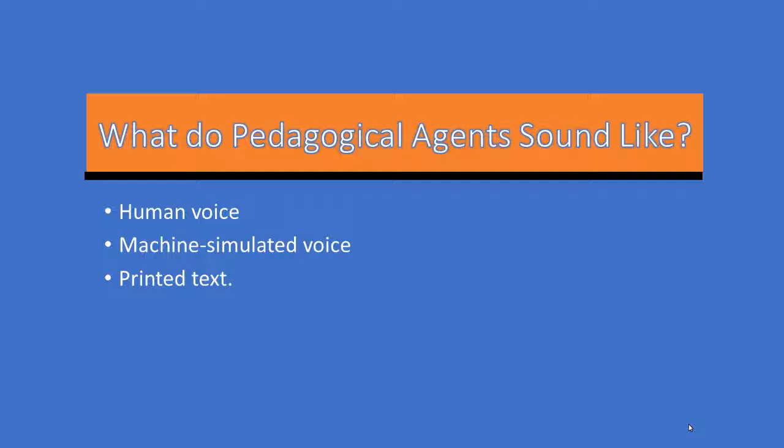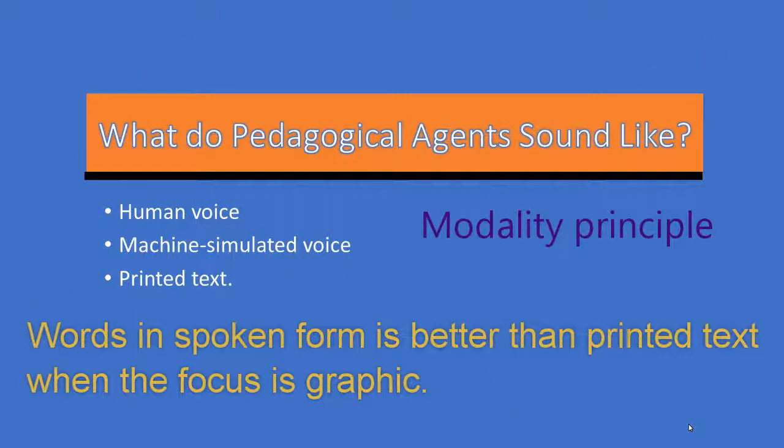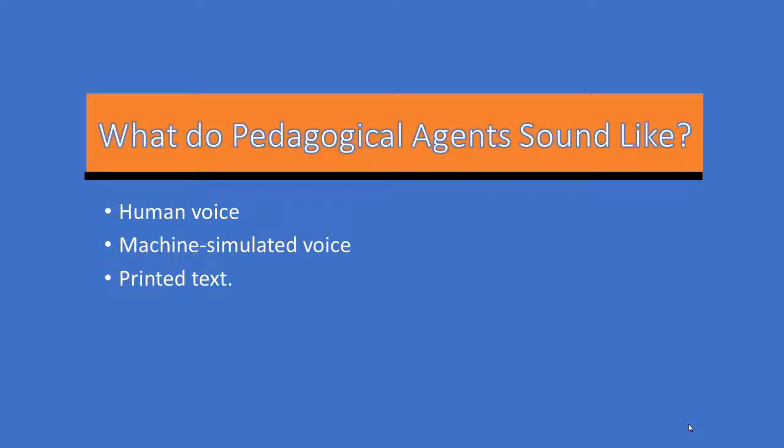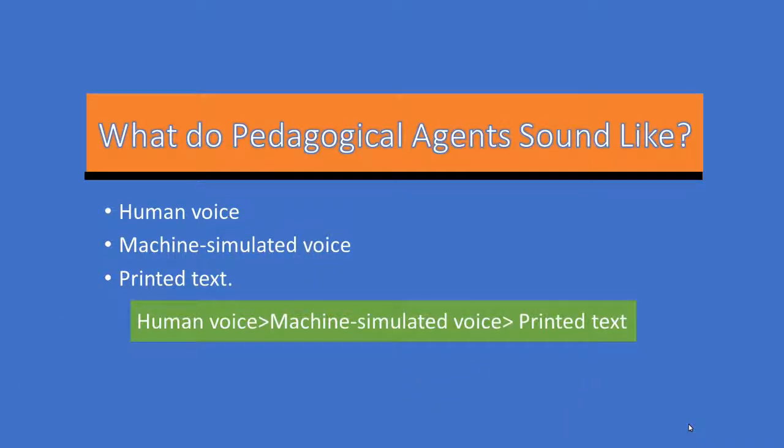According to personalization principle, what we just learned, human voice is better than machine voice in fostering learning. And also according to modality principle, what we learned before, which is words in spoken form is better than printed text when the focus is graphic. Therefore, I come up with this formula regarding the use of the three forms of a voice. Human voice is better than machine voice, and both of them are better than printed text.